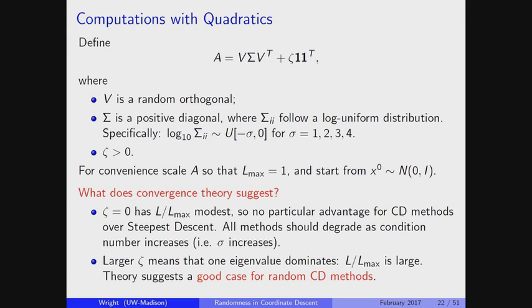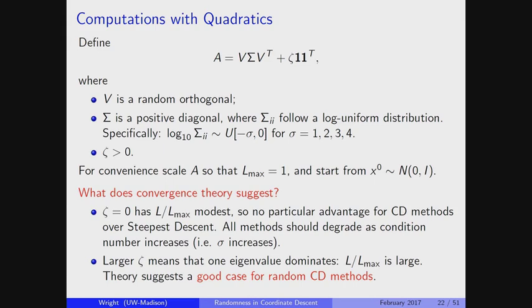And remember, this 1 1 transpose matrix is the one for which L over L max is maximized. So by cranking up this constant zeta, I can make it more and more like the 1 1 transpose. And then I scale this by some constant to make sure that the maximum diagonal is 1. So that's how I get test matrices. What do we expect to see? Well, if there's no contribution from that term, we find that L over L max is very modest, and so all of the methods behave similarly, steepest descent and all the variants of coordinate descent. And that's what we'll see.